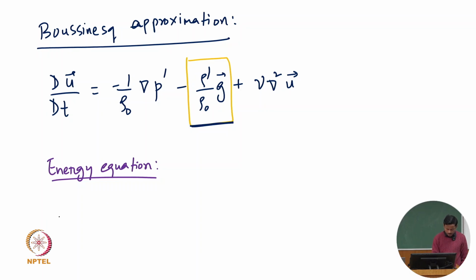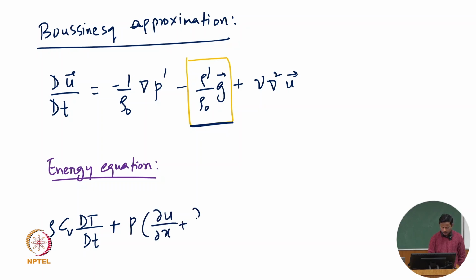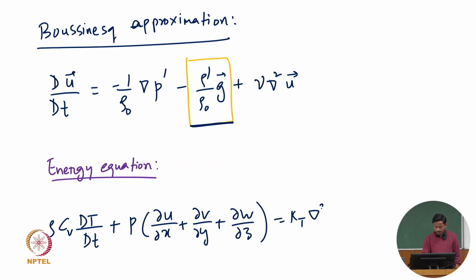So the energy equation we had written down as rho Cv, the total derivative of temperature, plus pressure times the divergence of the velocity field, is equal to kT times del square T. So we had mentioned during the derivation of the energy equation that we are not assuming whether something is compressible or incompressible. The medium can be anything.